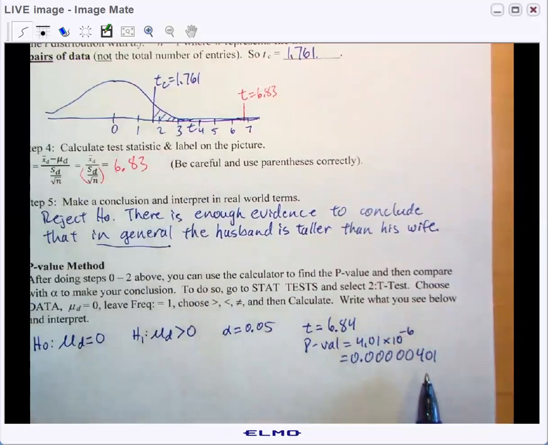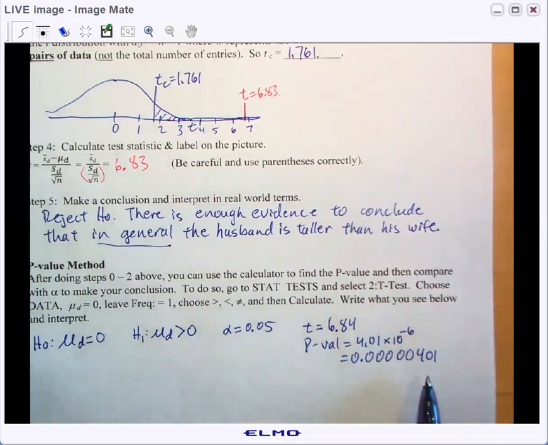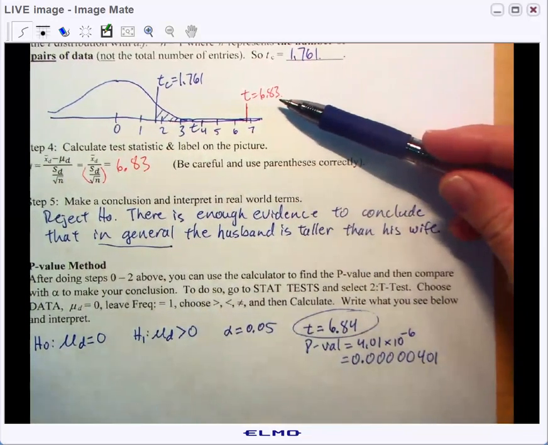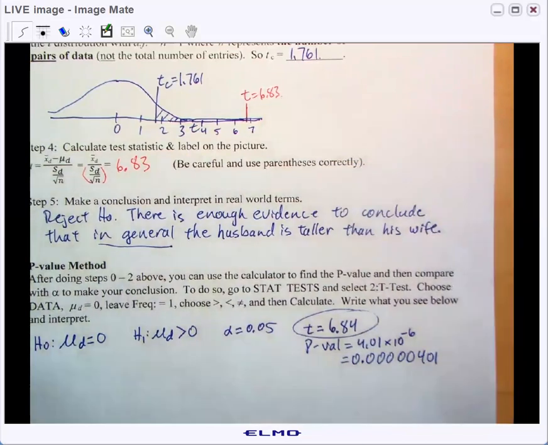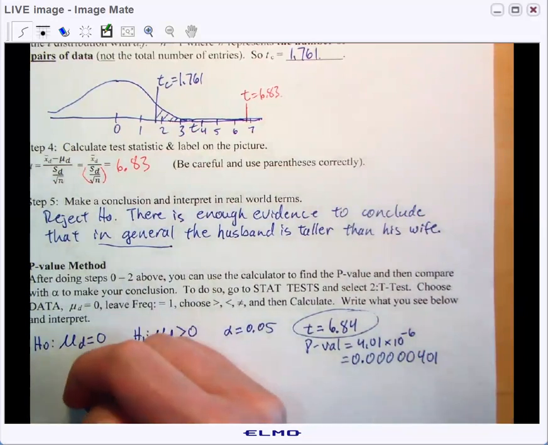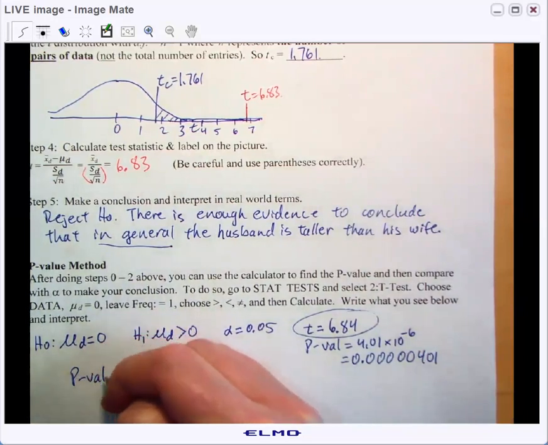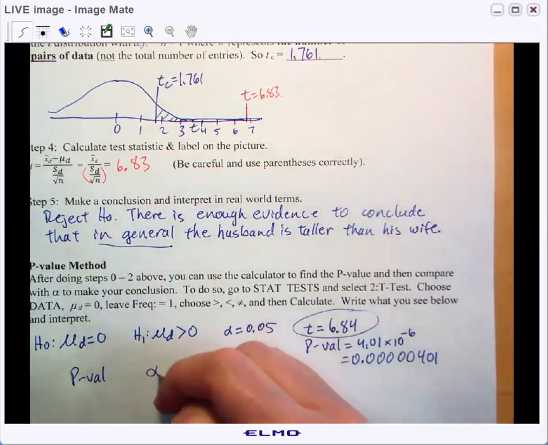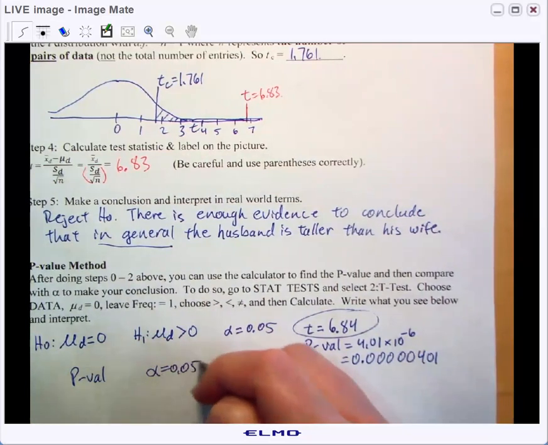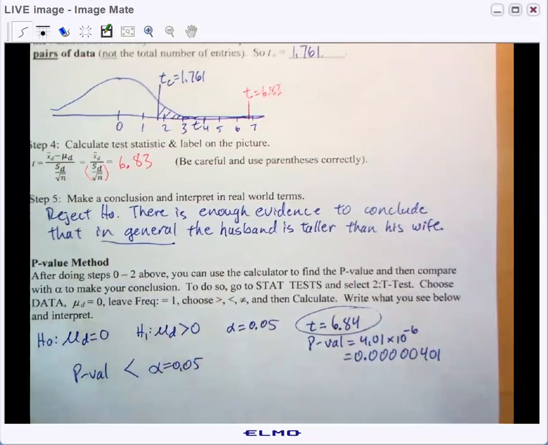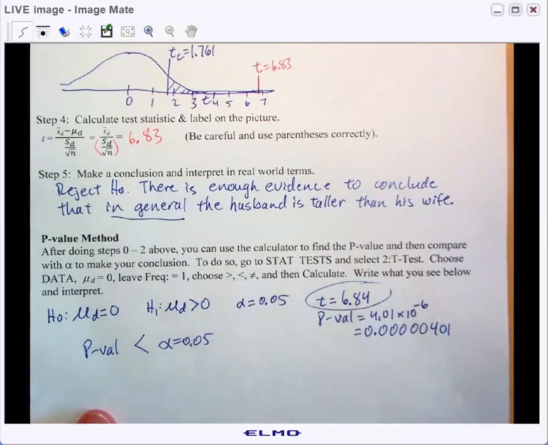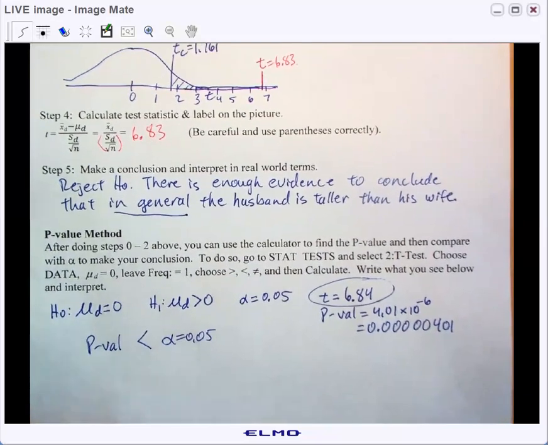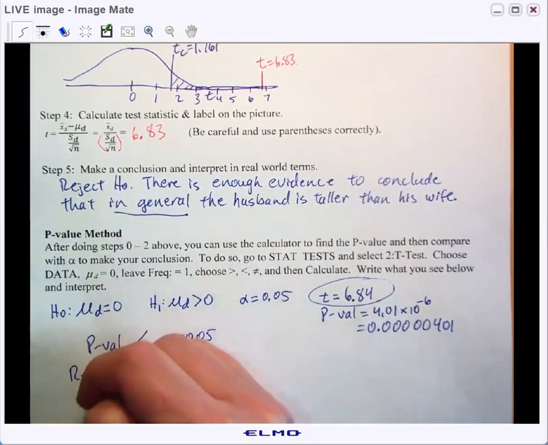So if we do our test, we still need the test statistic, which is almost identical to what we did by hand, different only by rounding error. And if we take our p-value, which is teeny tiny, and compare it against the alpha of 0.05, we see that our p-value is less than alpha, and if the p is low, we reject the null. So reject the null hypothesis.